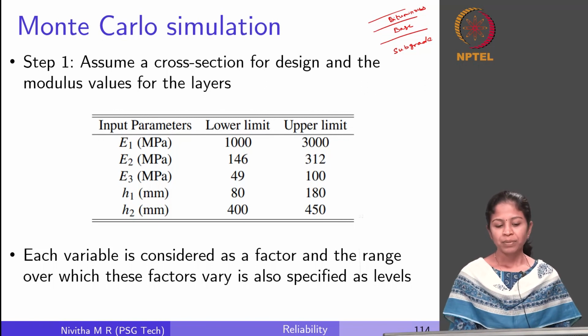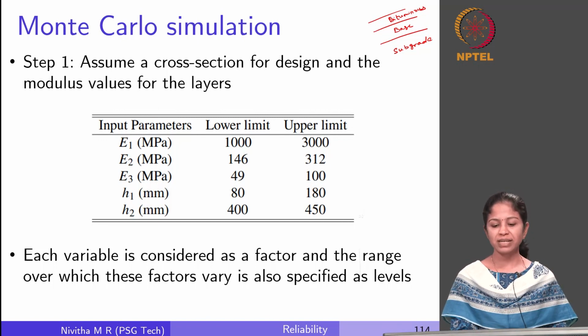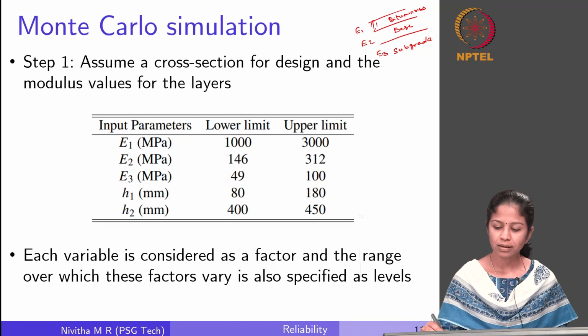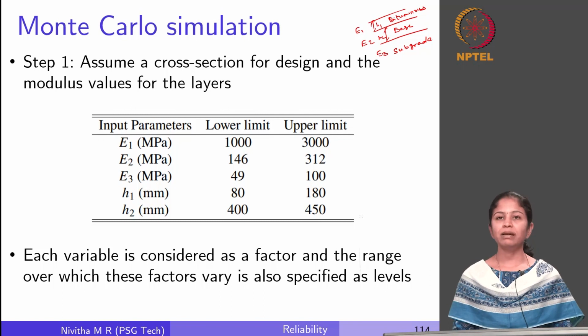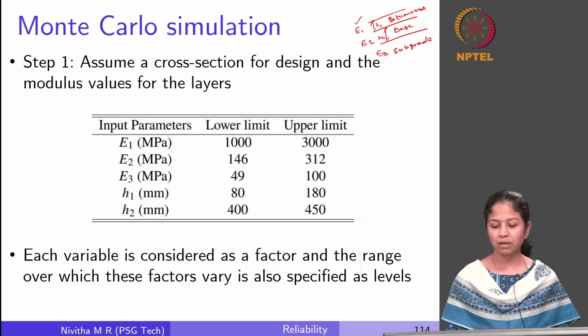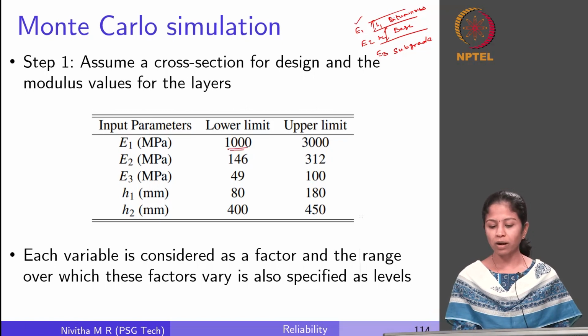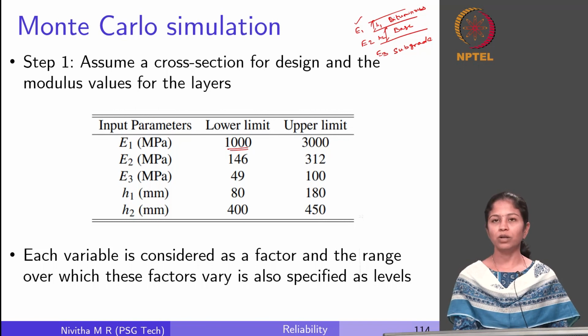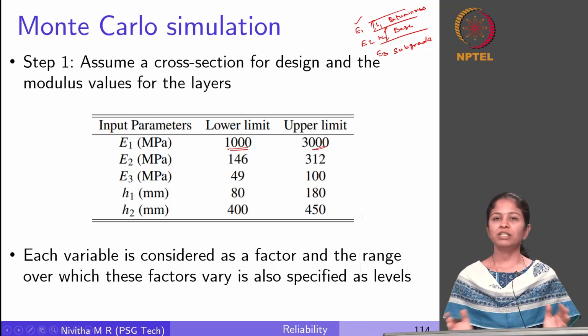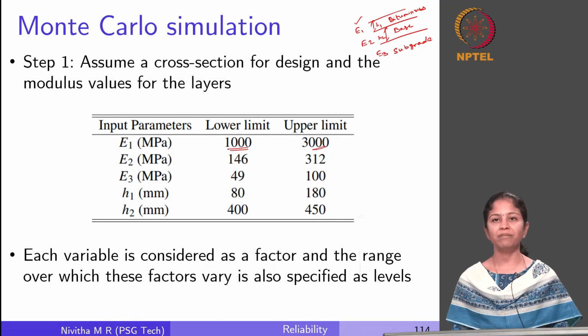Now, we can see here the first step is to provide limits for each of these layers. Again we have E1, E2, E3, H1 and H2. What are the modulus values corresponding to the layers? Let us take the first layer, which is the bituminous layer. I consider a lower limit that the modulus value will not be less than 1000 megapascal. The upper limit is 3000 megapascal. This is the range in which my modulus value will vary.